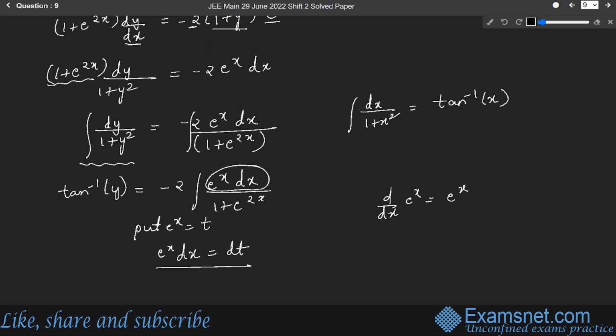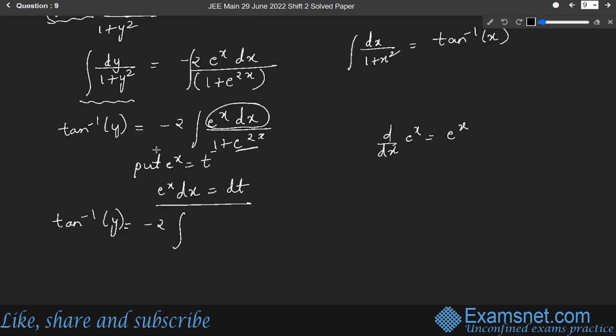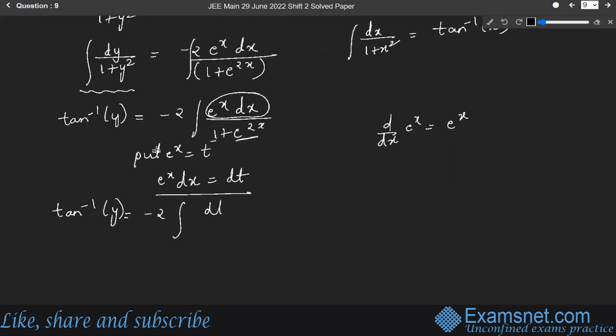And in the denominator, we have 1 plus e power 2x. See, what is e power x? e power x is equal to t, right? It means that e power 2x will be t square, right? So the expression becomes tan inverse of y is equal to minus 2 into integral of, this term is dt, which is the numerator, dt upon 1 plus e power 2x, which will be t square, right? So again, this is in the form of dt upon 1 plus t square.